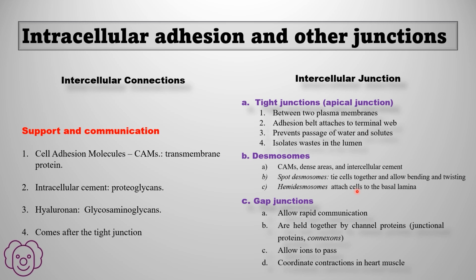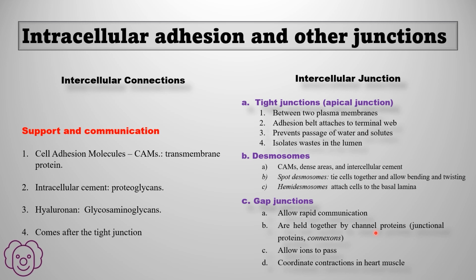The gap junctions allow rapid communication, because they allow passage of ions. They are held together by channel proteins, junctional proteins called connexons, so they have connexons. And this is a channel protein. The most important thing about the gap junction is that it allows the passage of ions.